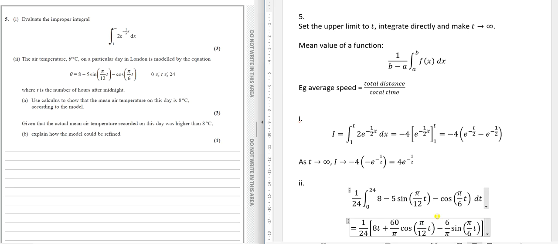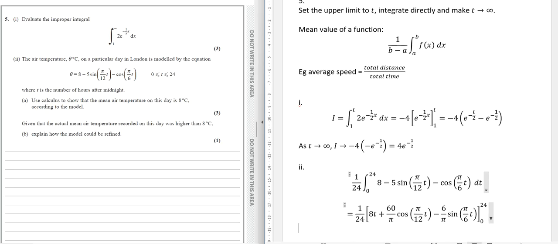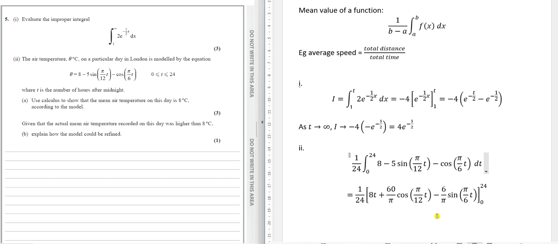We still need to evaluate all of that between 0 and 24. And it's a show that question, so it's not enough just to jump ahead. We have to demonstrate that this is equal to 8. On the other hand, if we play fast and loose with our calculations, as long as we get the number 8, we can be fairly confident we've done the right kinds of things.